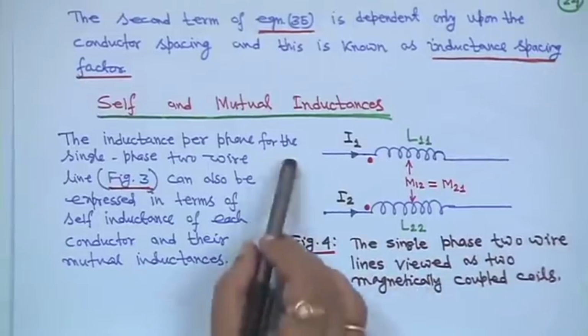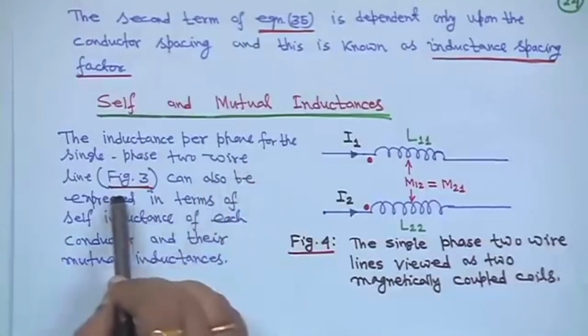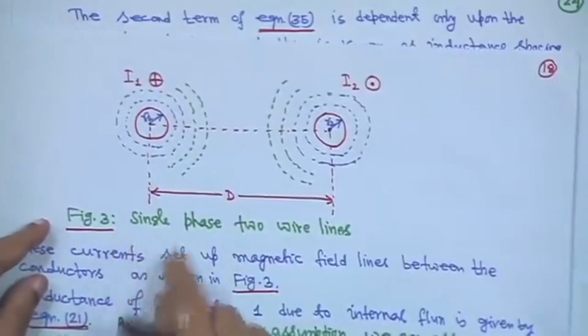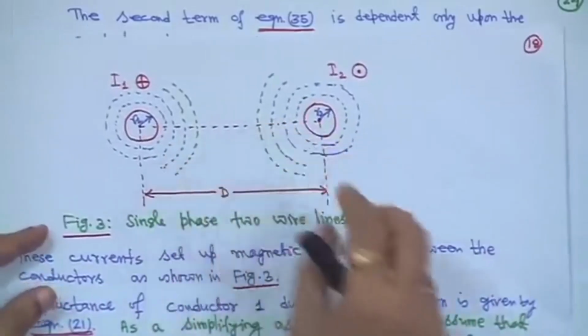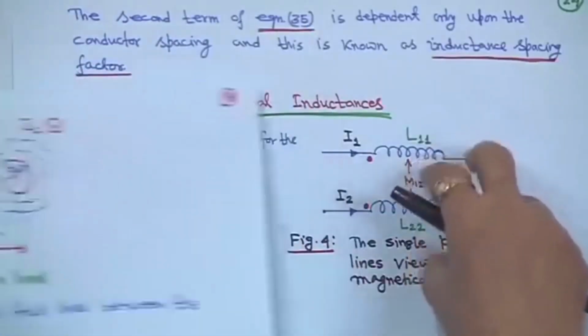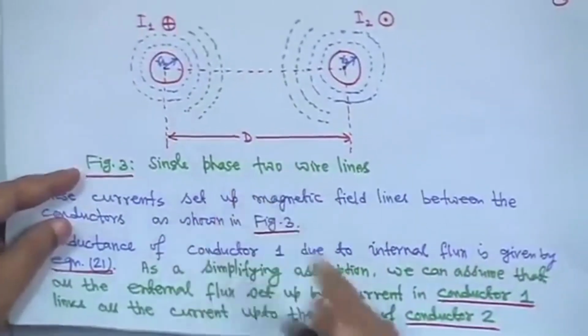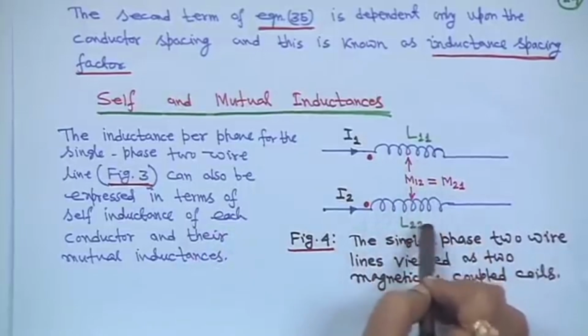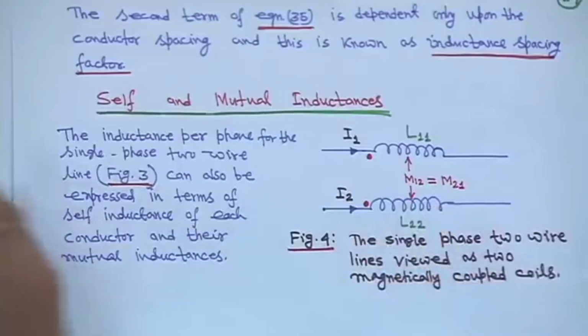Therefore, the inductance per phase for the single phase 2 wire line, that is figure 3, just hold on, I will show you again. This is your figure 3. This circuit we are also taking as a magnetically coupled circuit, and the representation is like this. It can also be expressed in terms of the self inductance of each conductor and their mutual inductances, the way it has been represented here. Figure 4 is marked later.